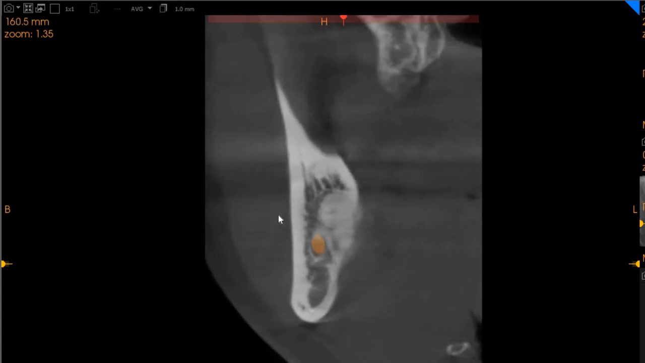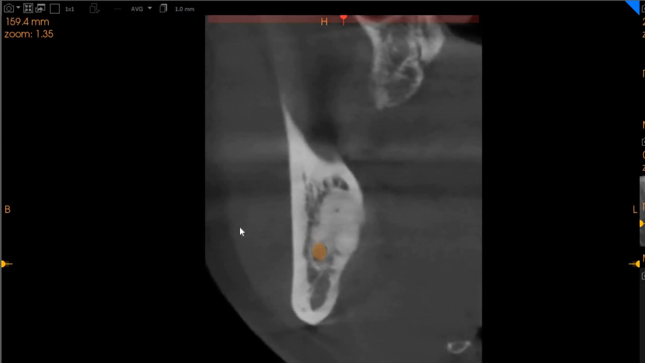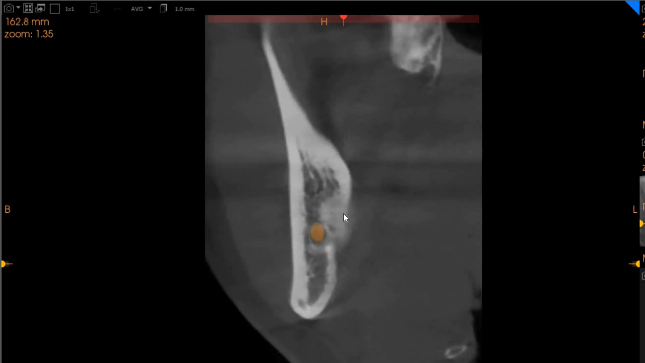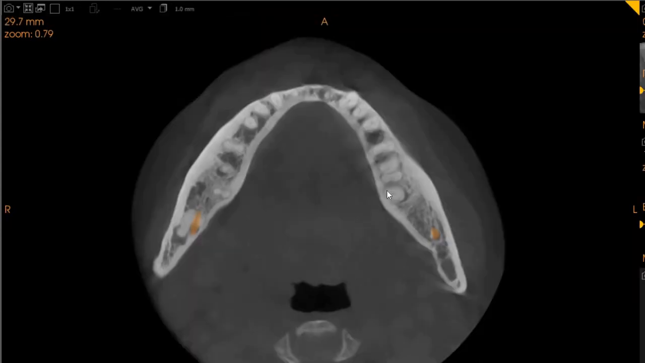This was the mesial root. As soon as the mesial root finishes, even the distal root is very closely associated and is also ankylosed with the lingual cortical plate as well. This is the axial view of the lower left hand side.